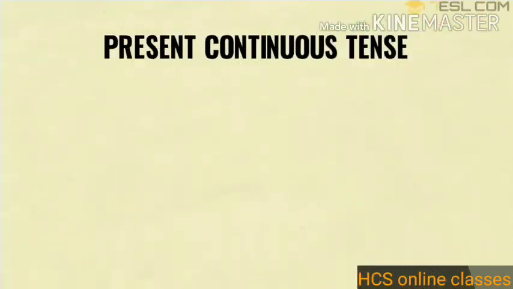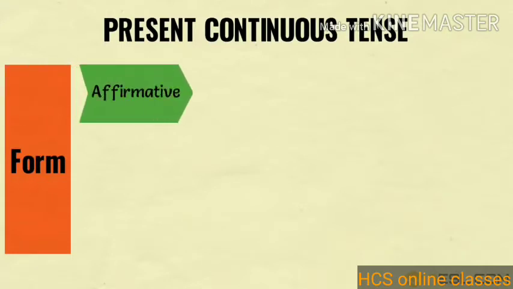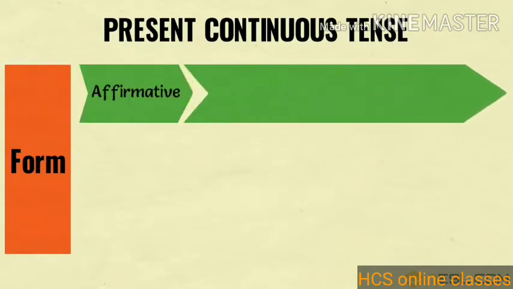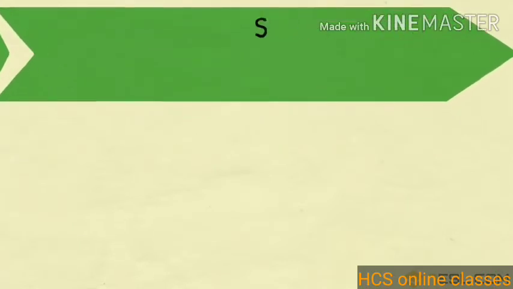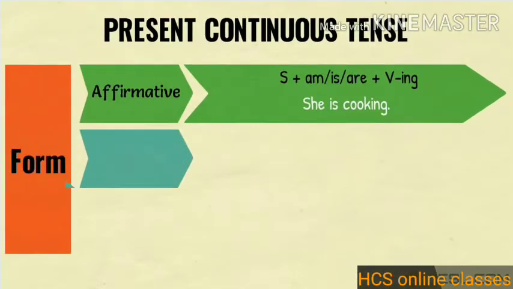Present continuous tense is used to express an action going on at the time of speaking. Let us see form. For affirmative sentences, the form will be subject plus am, is, or are plus V-ing, that is ing form of verb. Example, she is cooking.